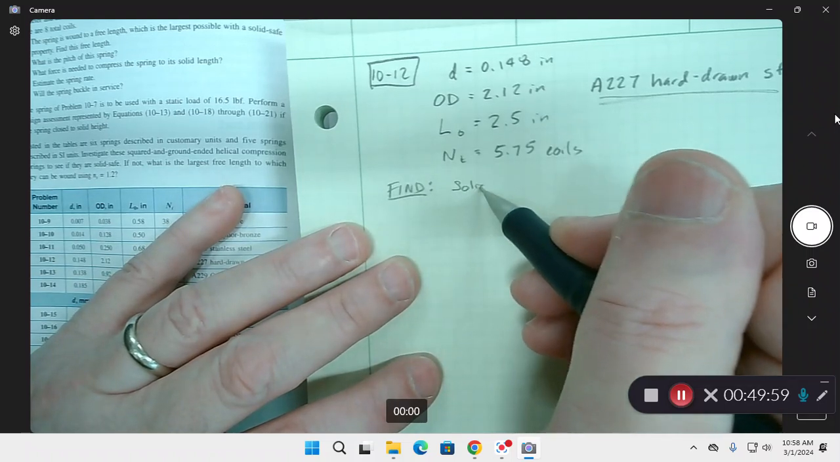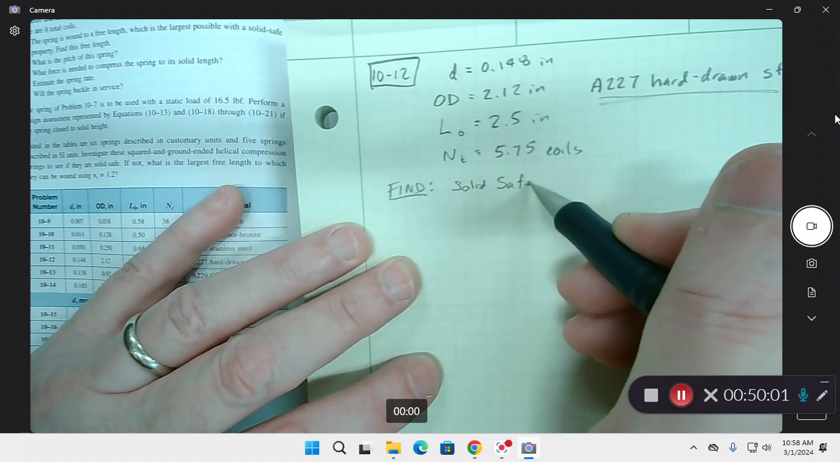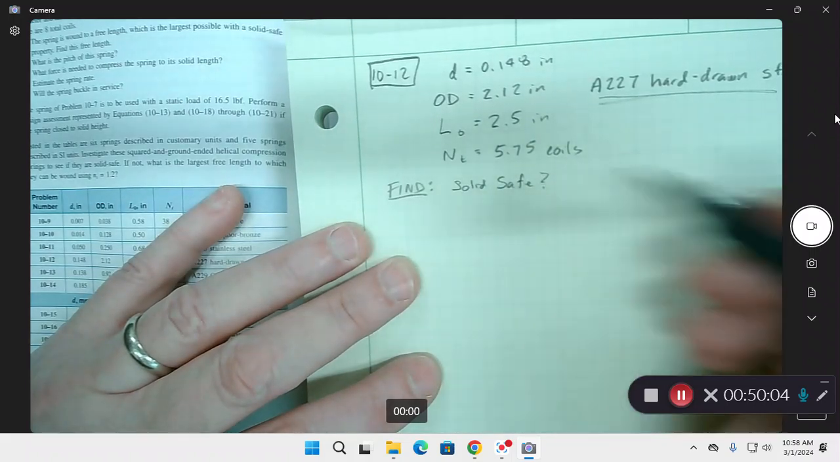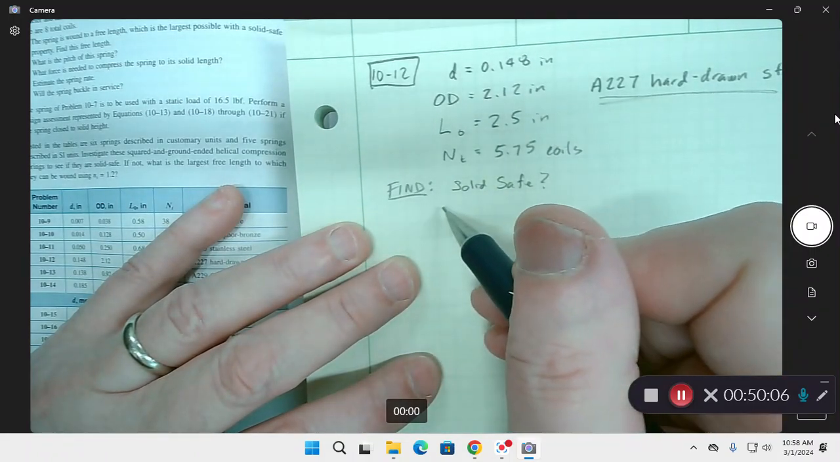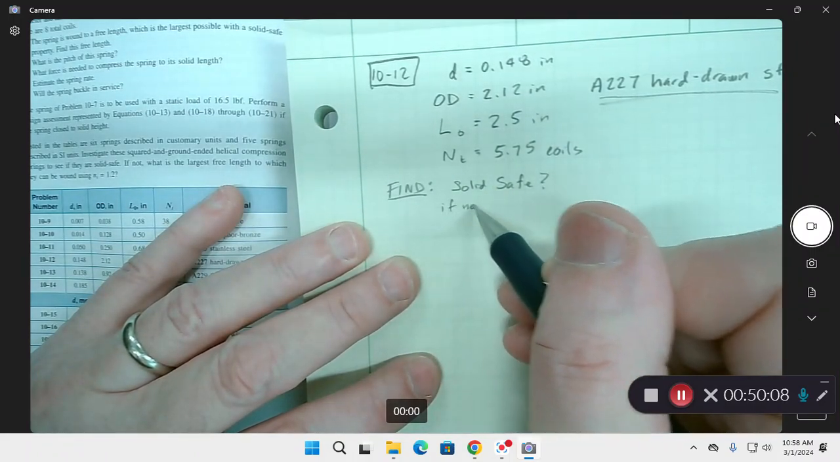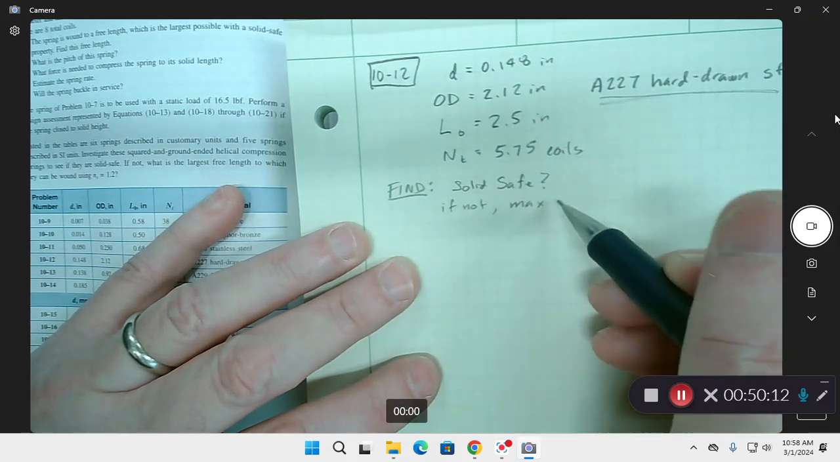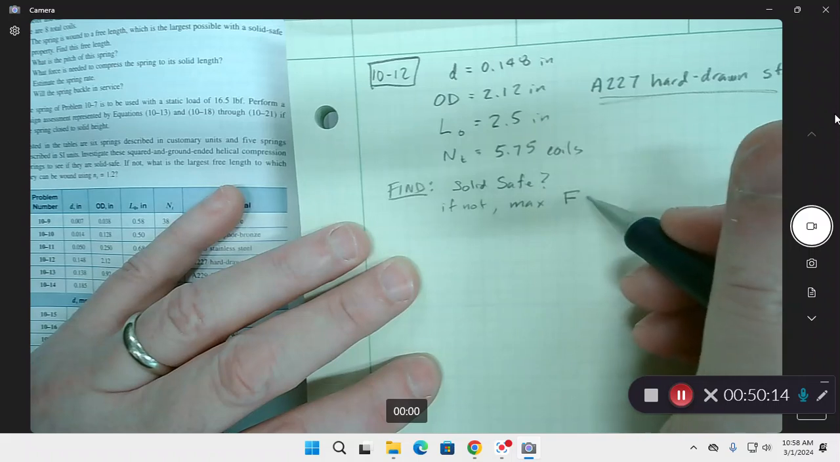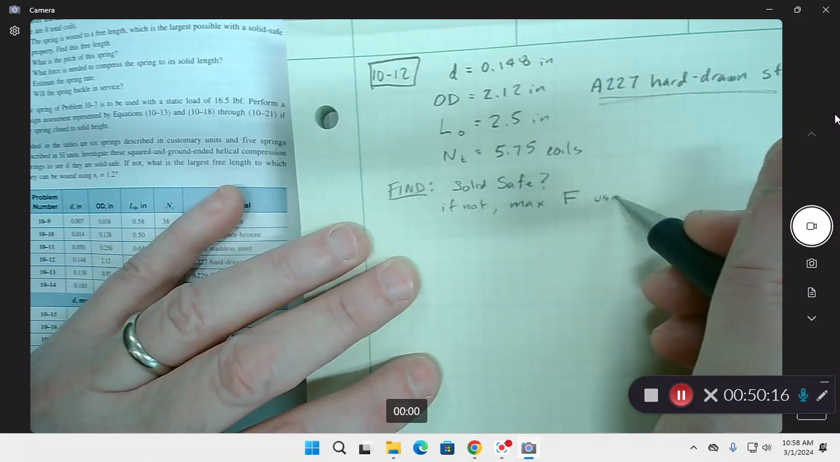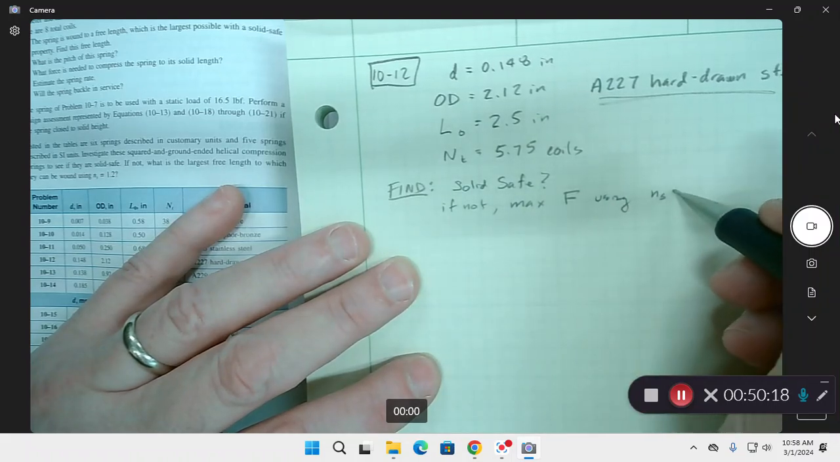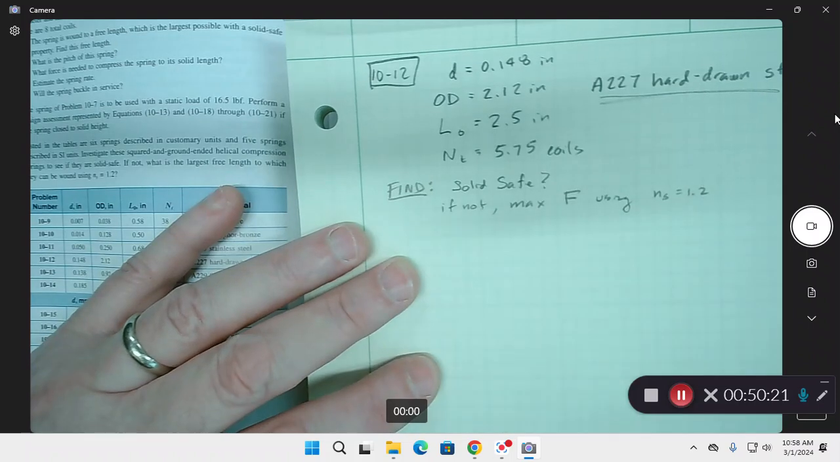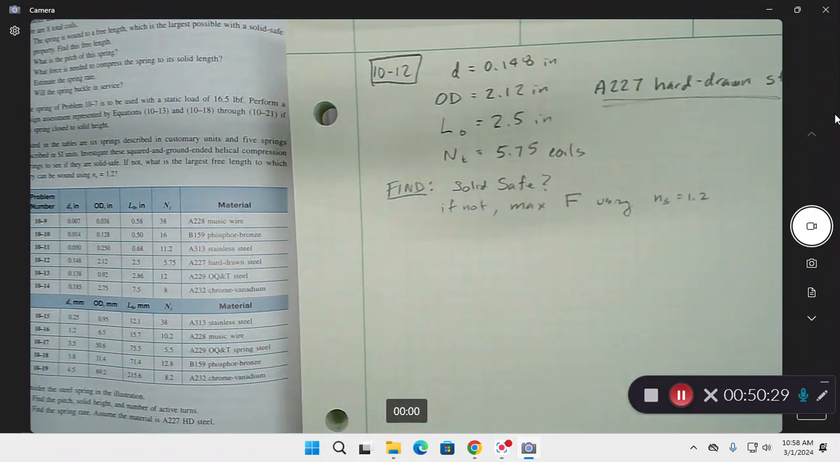First we ask the question: is it solid safe? Find if it's solid safe, and if not, find max F using NS equals 1.2, which is to say it's a safety factor. We want to say, okay, let's not go beyond this amount of stress.